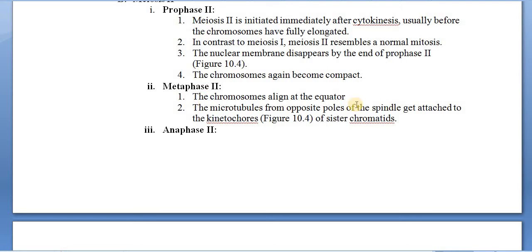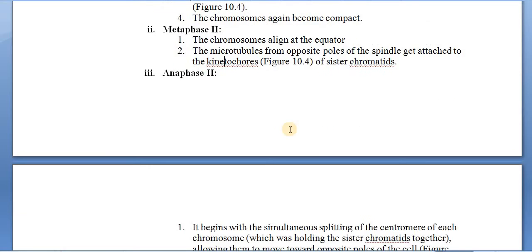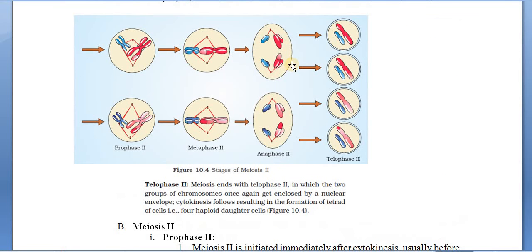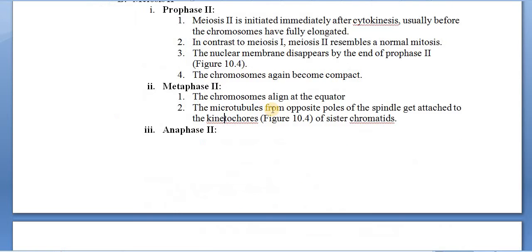In metaphase 2, in the same equatorial plane they will align. Chromosomes align at the equatorial plane. Microtubules from opposite poles of the spindle get attached to the kinetochores of sister chromatids. Anaphase 2 begins with the simultaneous splitting of the centromere of each chromosome, which was holding the sister chromatids together, allowing them to move towards opposite poles of the cell. Both will start getting pulled towards opposite poles in anaphase 2.